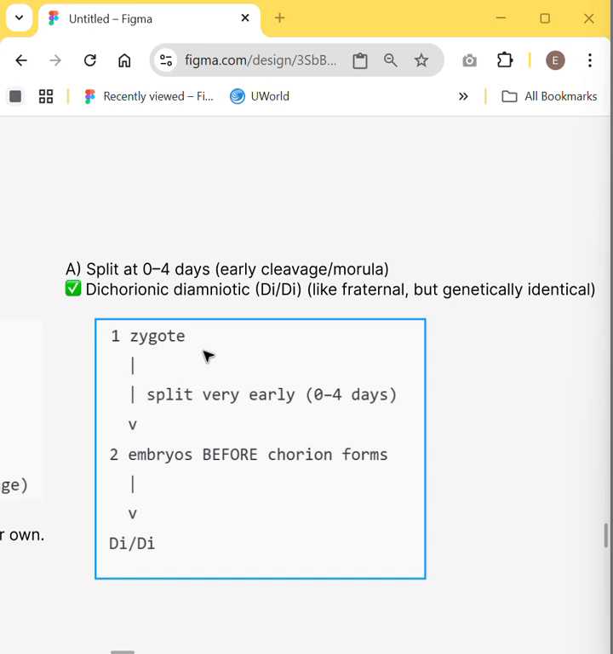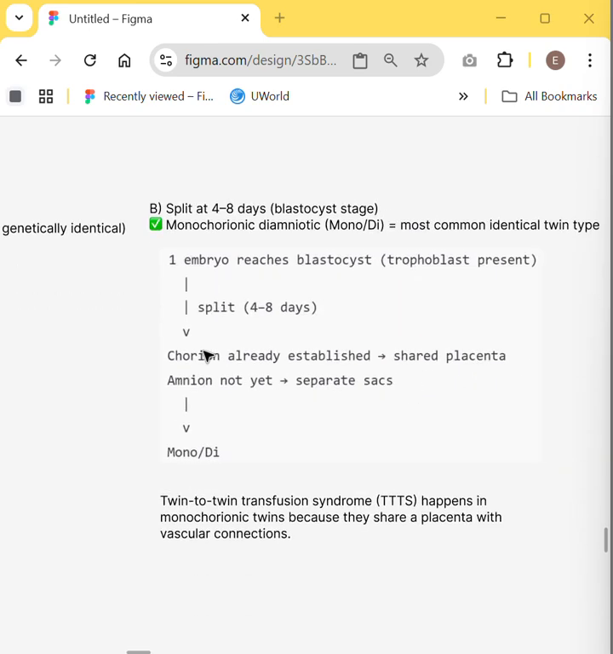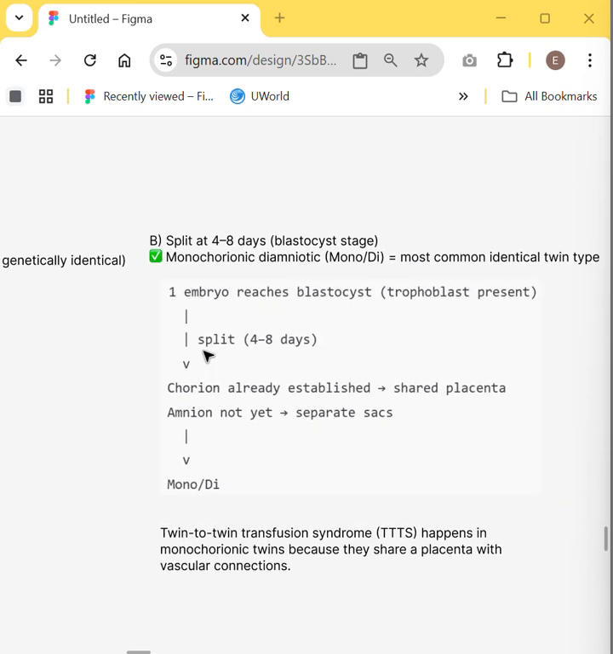So they're basically di. Then we have a split at 4 to 8 days. This is the blastocyst stage. This is when you have monochorionic diamniotic. Why? Because the embryo reaches the blastocyst and the trophoblast is present. So with a split at 4 to 8 days, the chorion is already established. So it's monochorionic, and they have to share a placenta.